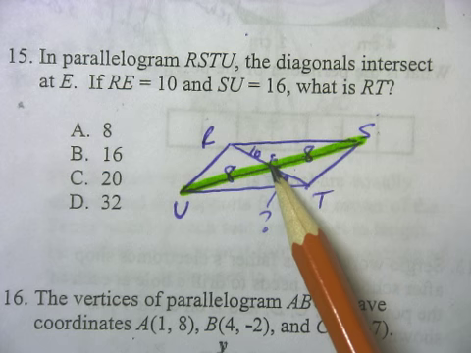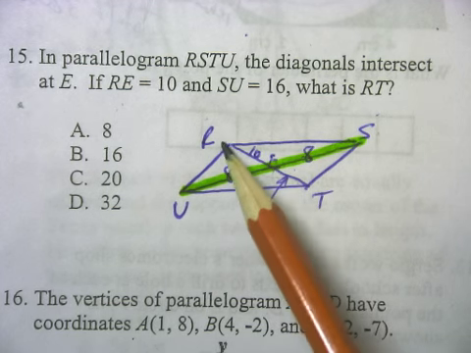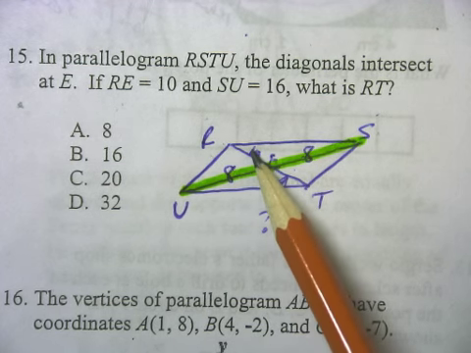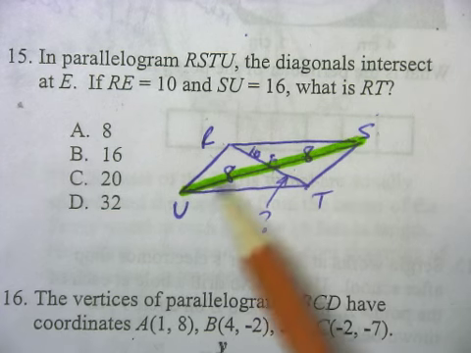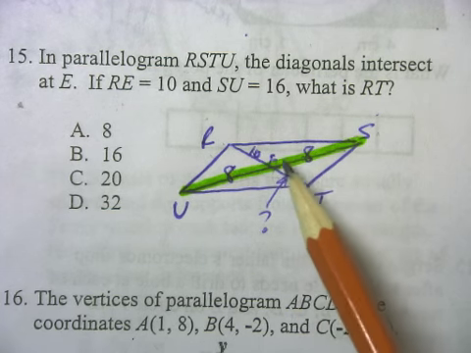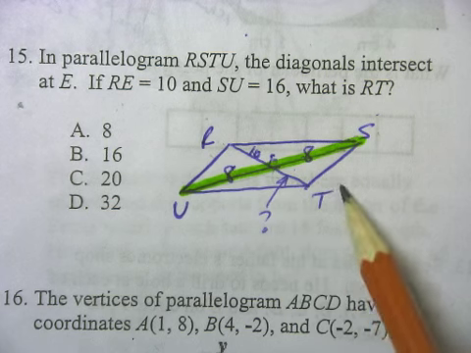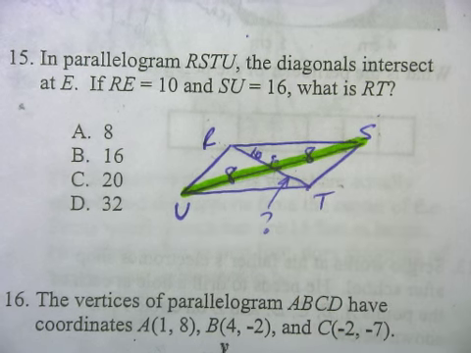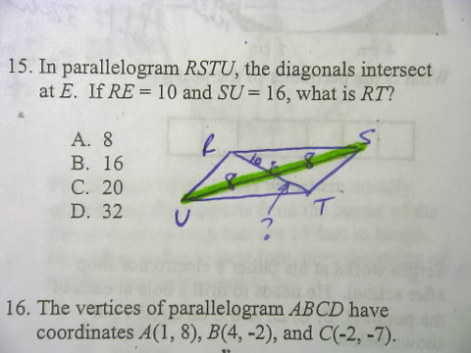They tell me that the diagonals intersect, okay. They tell me that RE is 10. Well, they told me that they intersect at point E, right? I know that. They told me that from R to E is 10. And they told me that from S to U is 16.